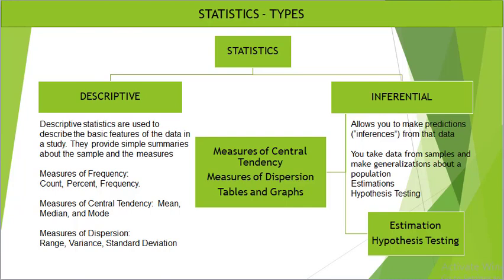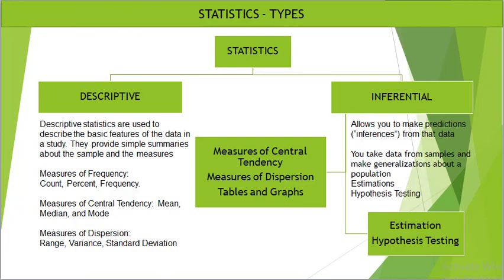Measures of dispersion: range, variance, and standard deviation. So what is a range? Range is the max value minus the min value. That is, what is the range of this particular data set, or of this particular column. For that particular column, you will take the maximum value and the minimum value, subtract max minus min, and you'll get the range of that particular column. So that is the range, a measure of dispersion.